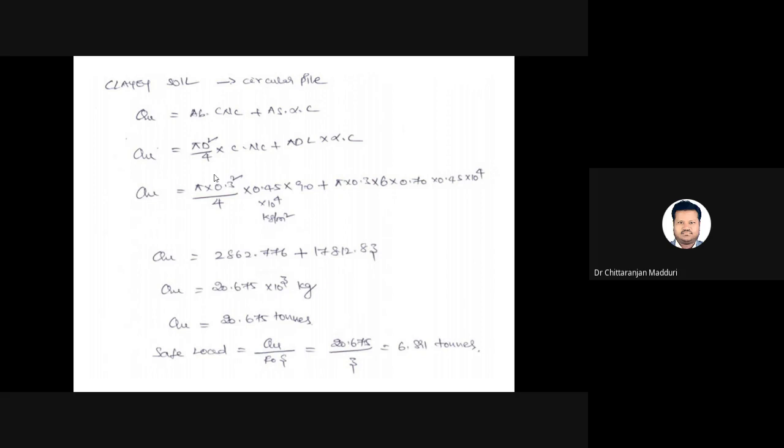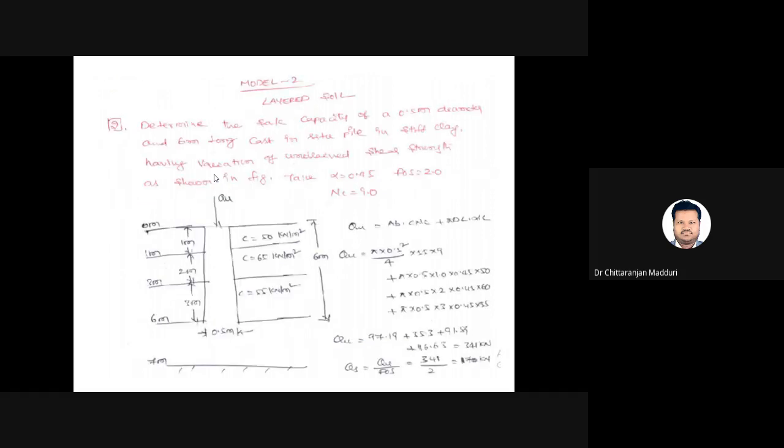So ultimate bearing capacity equal to 2862.776 plus 17,812.83. So ultimate bearing capacity equal to 20.675 times 10 cubed kg. So it is equal to 20.675 tons. Safe load is equal to ultimate load carrying capacity divided by factor of safety. So 20.675 divided by 3 equal to 6.881 tons.